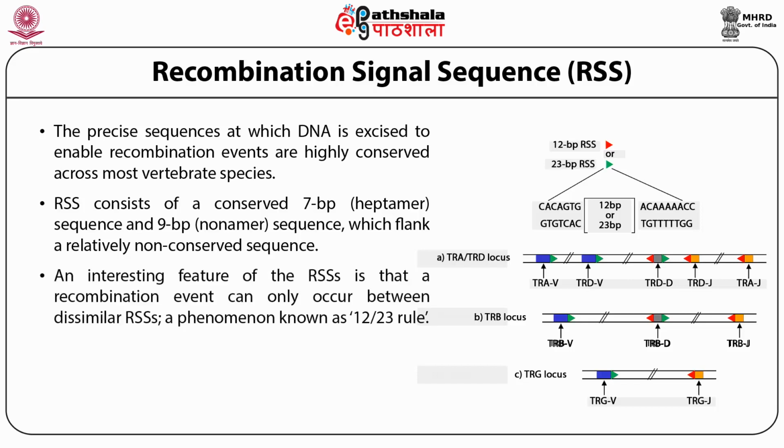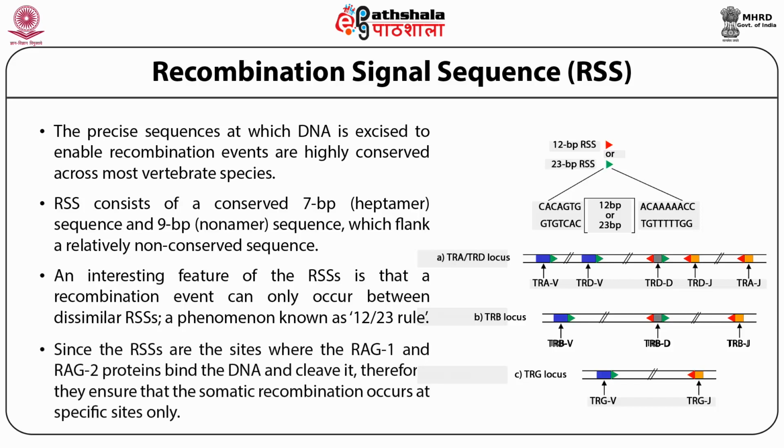An interesting feature of the RSS is that a recombination event can only occur between dissimilar RSS, a phenomenon known as the 12-23 rule. Thus, a 12 base pair RSS can only recombine with a 23 base pair RSS and vice versa. Now, since the RSS are the sites where the RAG1 and RAG2 proteins bind the DNA and cleave it, they ensure that the somatic recombination occurs at specific sites only.